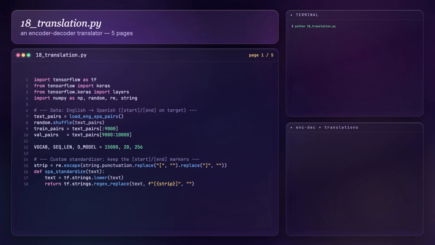4 short pages. Page 1 preps the data and, this matters, protects our start and end markers from being scrubbed away. Page 2 is the heart. The positional embedding, the encoder block, and the decoder block with both kinds of attention. Page 3 wires them into one model and trains it. Page 4 writes the greedy decode loop and scores BLEU. Everything you need for a working translator, top to bottom.